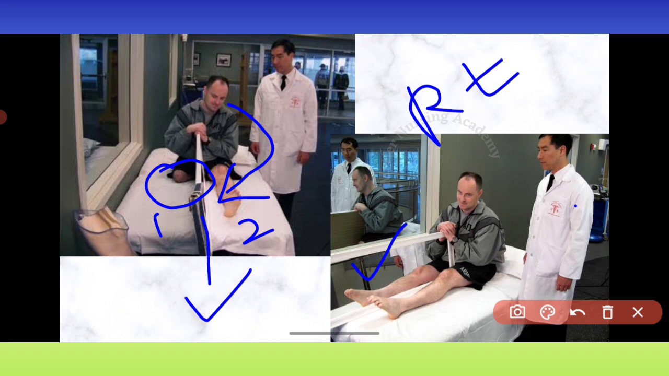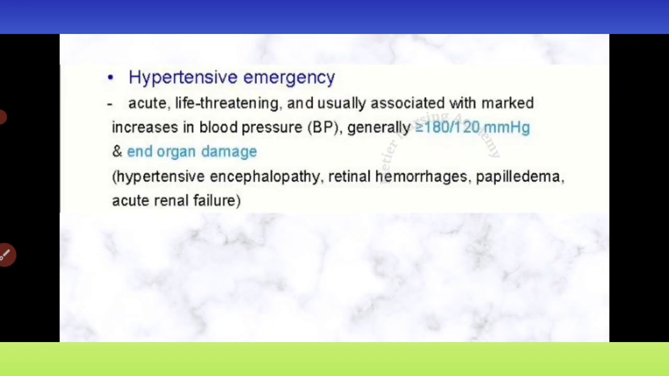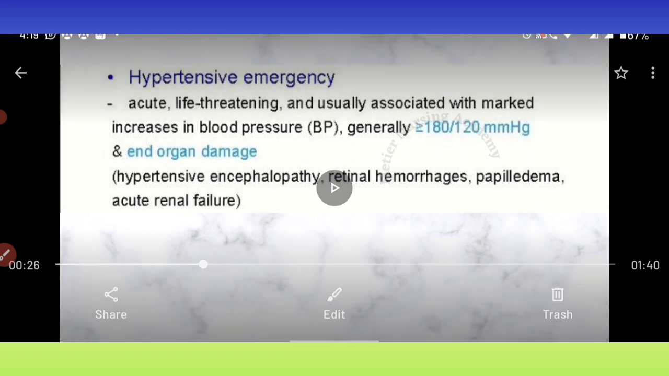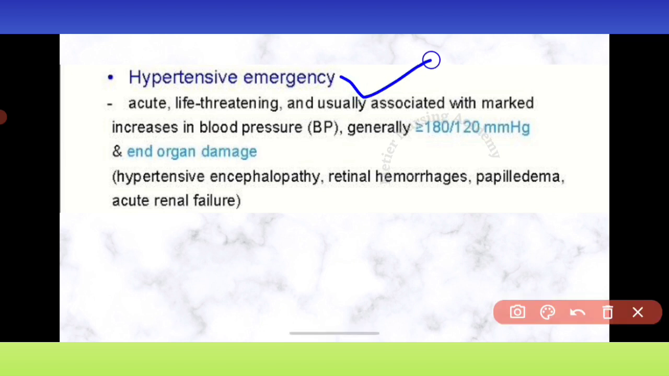Which among the following is the treatment of hypertensive crisis? Levosalbutamol, labetalol, potassium chloride, sodium citrate. Again, to solve this question, you should know what is hypertensive crisis. It is an emergency situation. The hypertensive crisis is also called hypertensive urgency or hypertensive emergency. So what will happen in this hypertensive crisis?